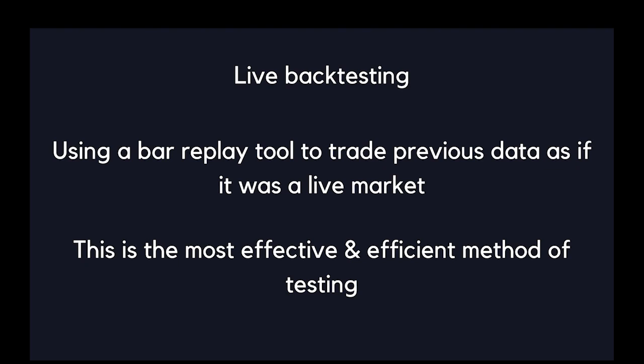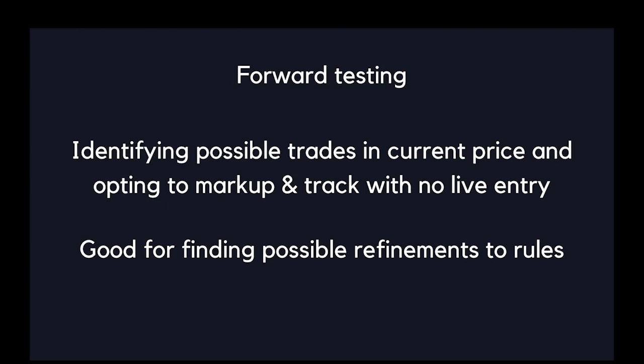Now, the third and final method of backtesting that I'm going to talk about is forward testing. This is when you identify possible trades in current market prices, so not past price data, and mark them up and track them with no live entry. Now, usually when you're trading live, you are going to enter trades, but perhaps you see something that may be a refinement to your trades, but may be different and may be out of your rules, and you don't want to take it live, but you do want to see how it reacts. What we can actually do is forward test.